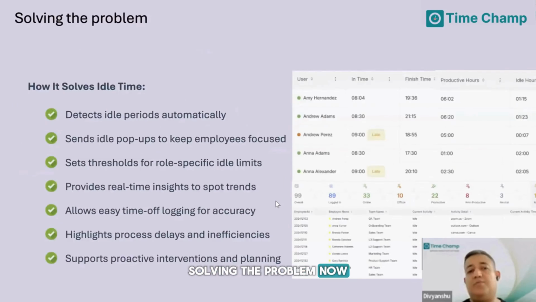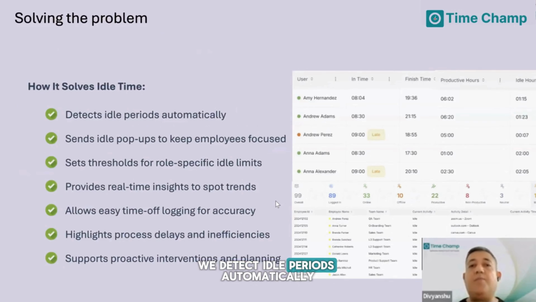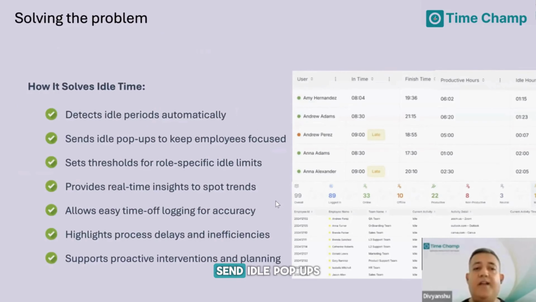Solving the problem. Now, looking at how we solve it: we detect idle periods automatically and send idle pop-ups to keep employees focused. So detection is automatic, and pop-up reminders go to employees to let them know that yes, you are idle for a certain period of time. Set thresholds for role specific idle limits. So you can say it is 3 minutes, 5 minutes, 10 minutes, whatever threshold you would like to keep.